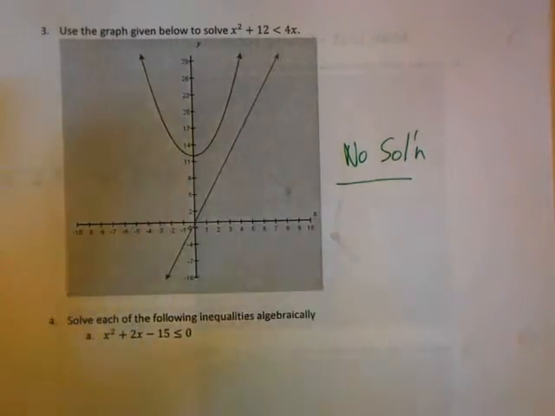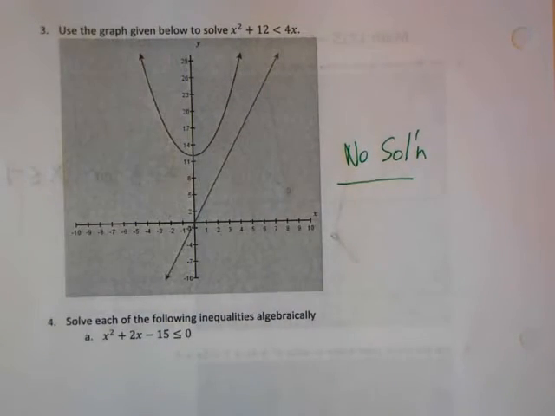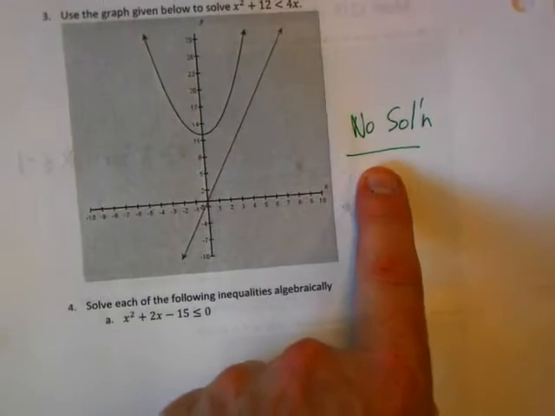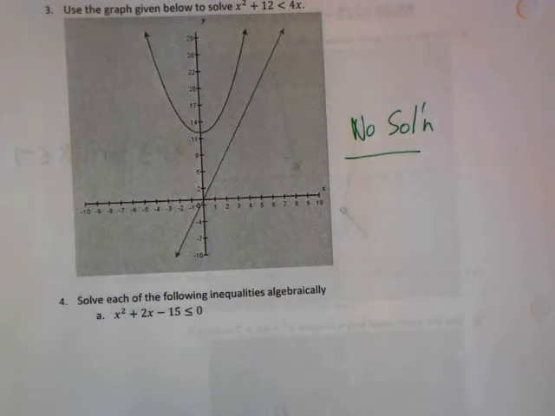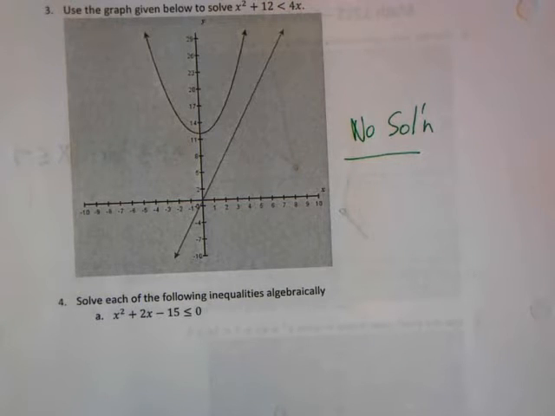So there's another huge difference between polynomial inequalities and linear inequalities. Linear inequalities almost always have an answer. You almost always get x greater than or equal to something, or x less than or equal to something. With polynomial inequalities, your answer quite often can be no solution. That can happen.